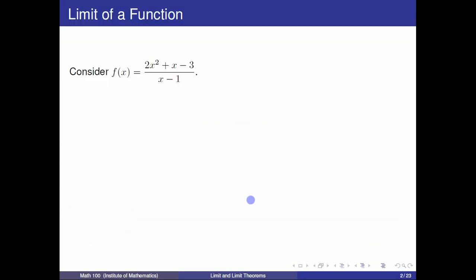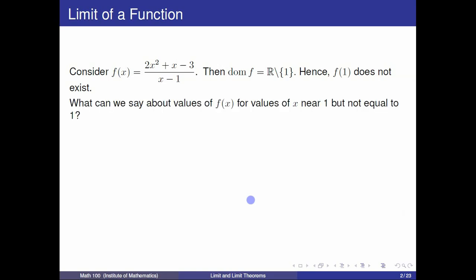Let us begin by considering this rational function f of x equals 2x squared plus x minus 3 all over x minus 1. Then the domain of this function is the set of all real numbers except the set containing 1. Hence, f of 1 is undefined, or f of 1 does not exist. However, let us ask ourselves this question: what can we say about the values of f of x for values of x near 1 but not equal to 1?